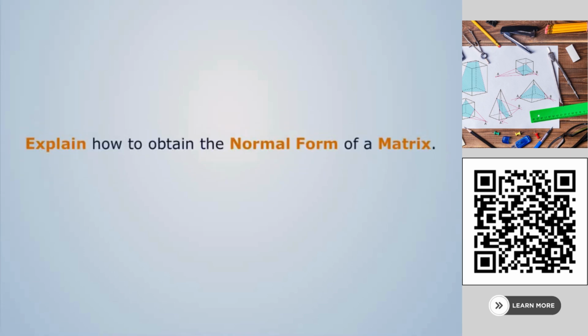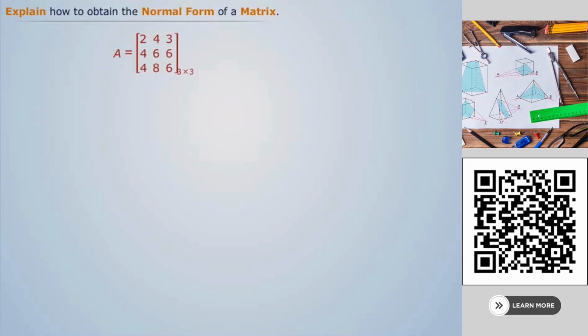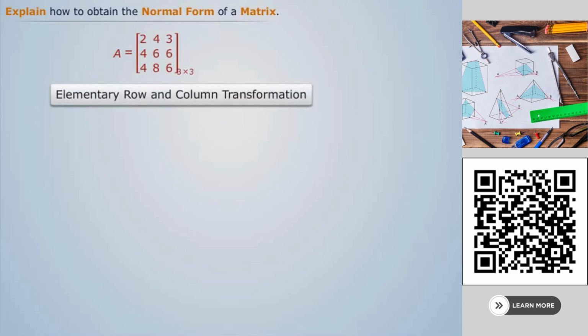Explain how to obtain the normal form of a matrix. Consider a 3 by 3 matrix A. Let's apply some elementary row and column transformations.